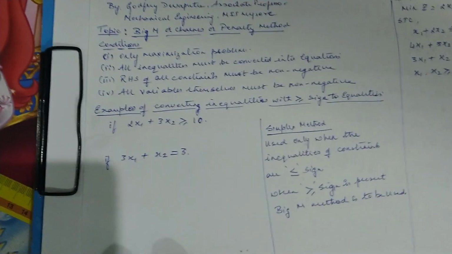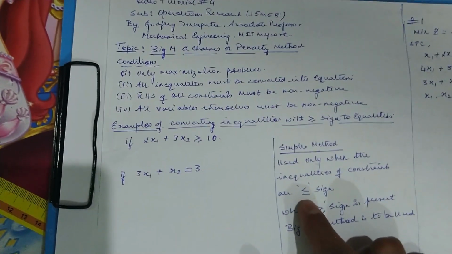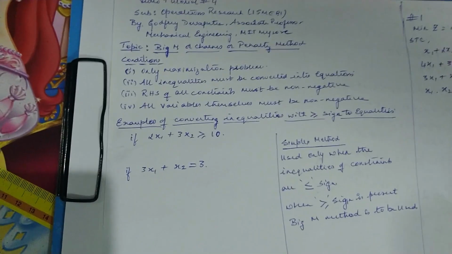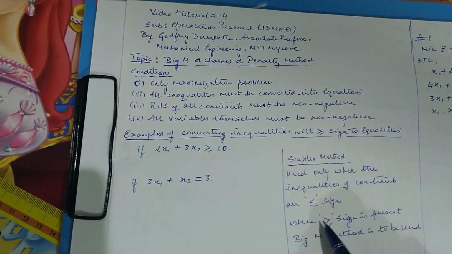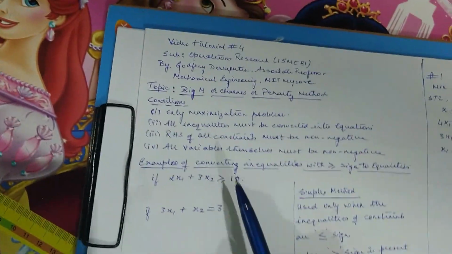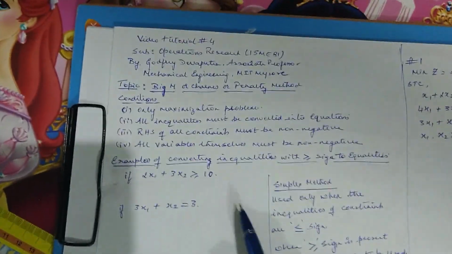The difference between the simplex method and the Big M method is that the simplex method is used only when the inequalities of the constraints are of less than or equal to sign. When the inequality changes to greater than or equal to sign, we will not be able to solve it by using the simplex procedure, for which we need to solve by using the Big M method. The rest of the procedure and the rest of the conditions remain the same.